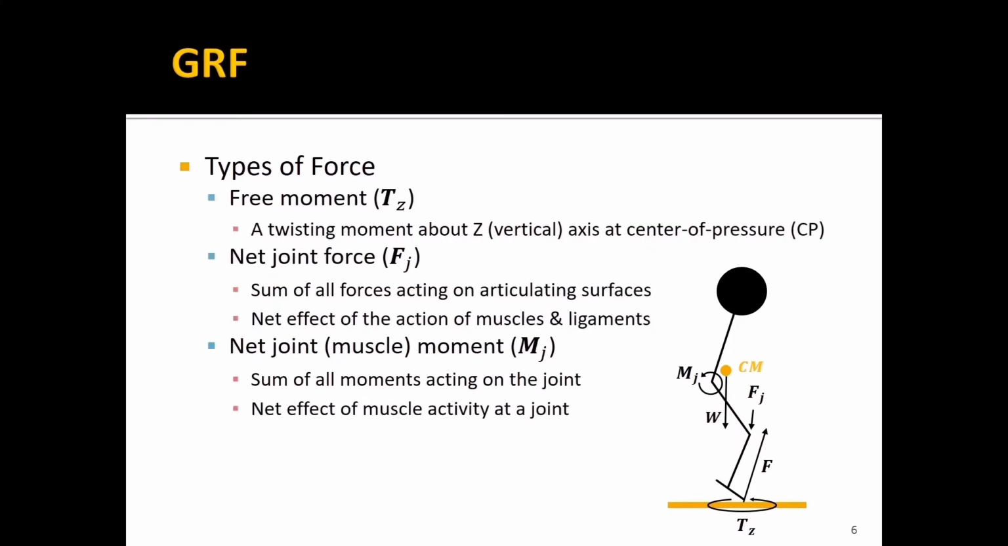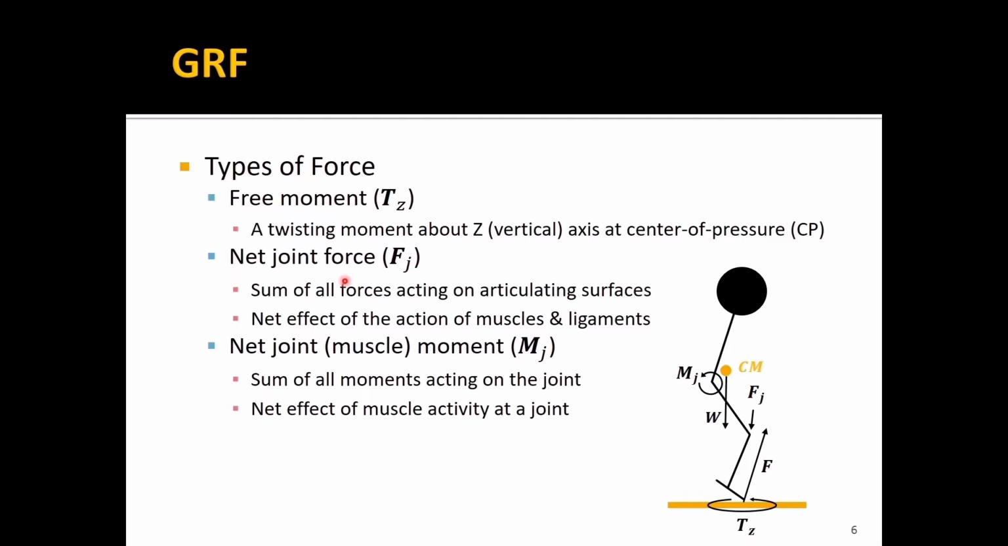Next type is a free moment. This free moment is a twist moment about the z-axis at the center of pressure. So in this figure, Tz is a twisting moment about this z or vertical axis at the center of pressure. And next type is net joint force.